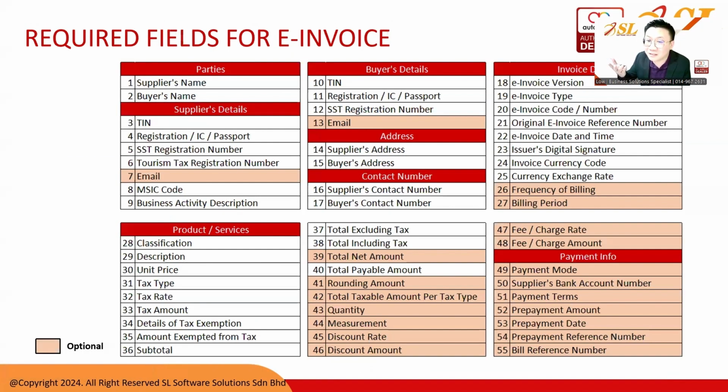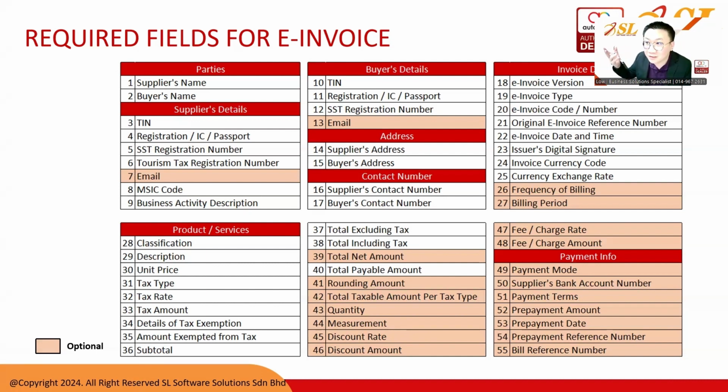What information do we require to submit for validation? Altogether 55 fields. White color is compulsory, but the light red one is optional. So you see, quantity is optional. Unit of measurement is optional. If you provide it, in future, after 10 years or 20 years, when you want to check your transaction, you need not go to your accounting system. You can check on the MyInvoice portal. If you do not submit, then you still need to open your accounting system to check the quantity.